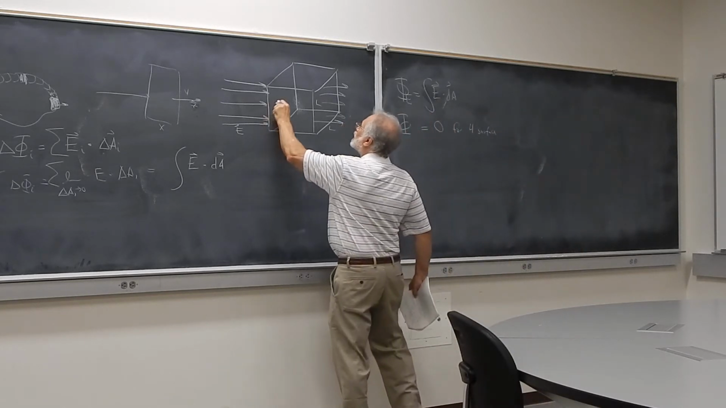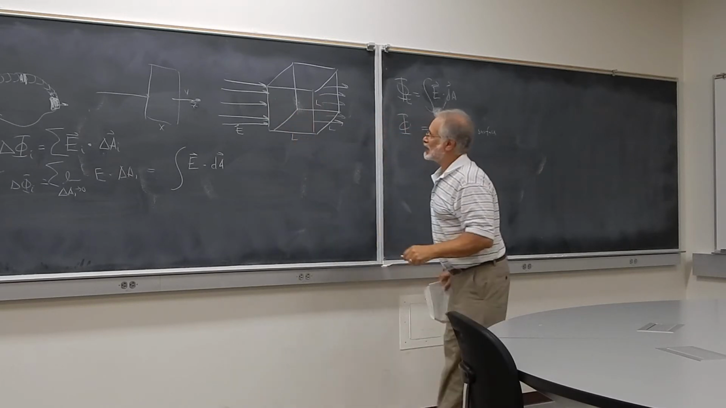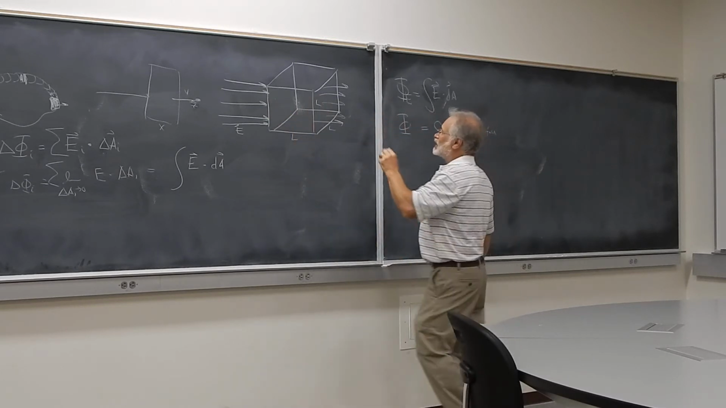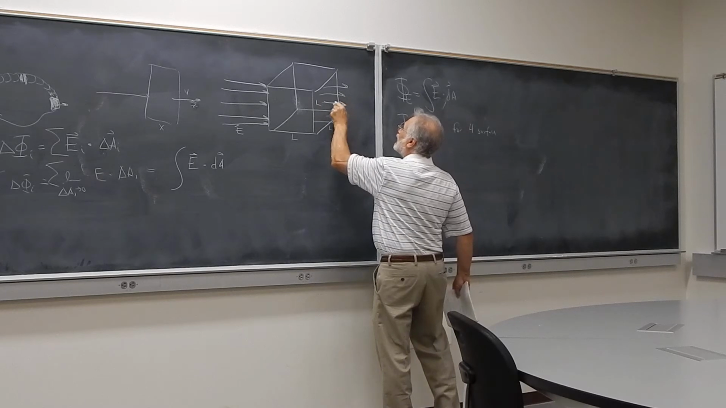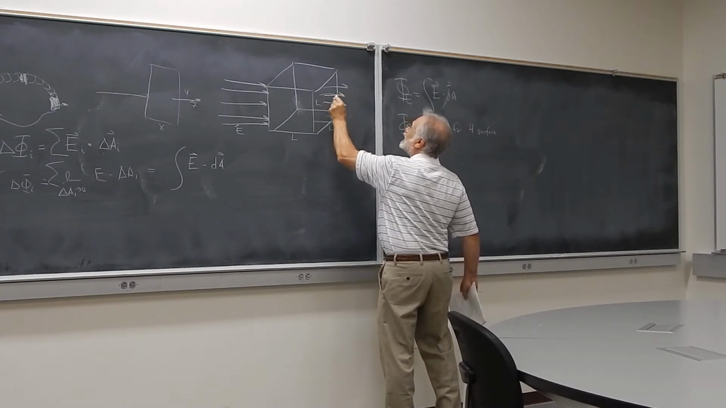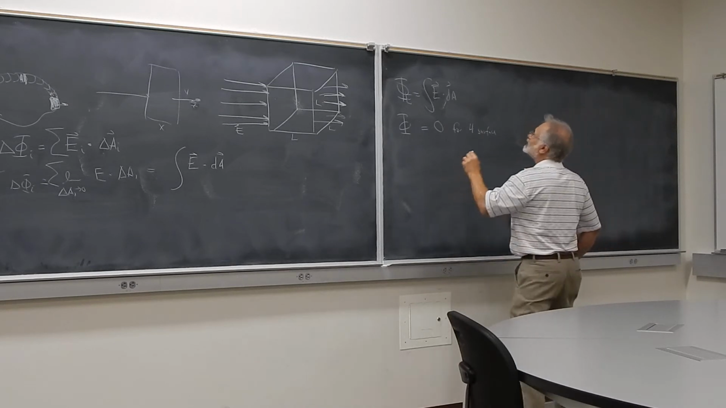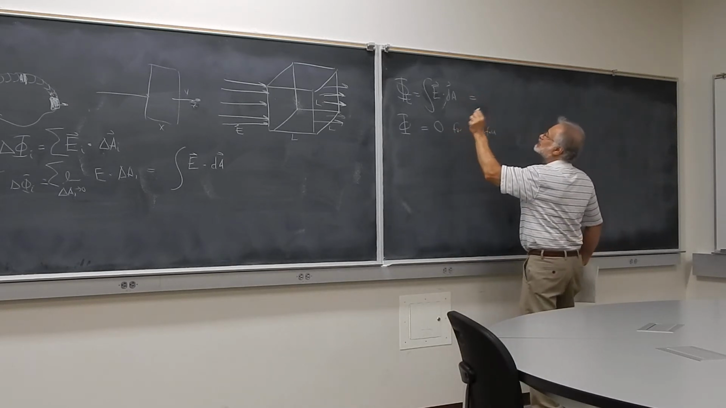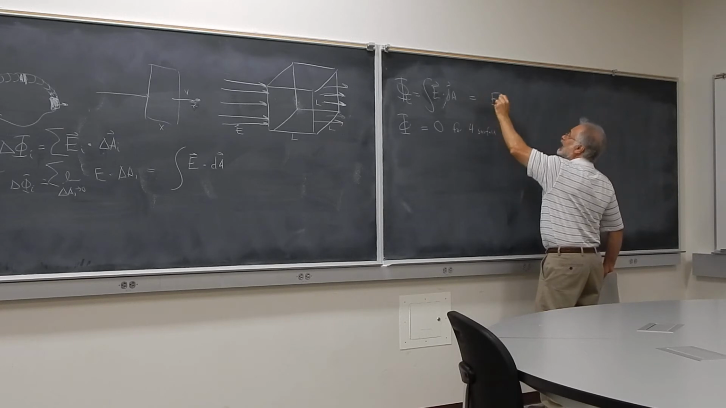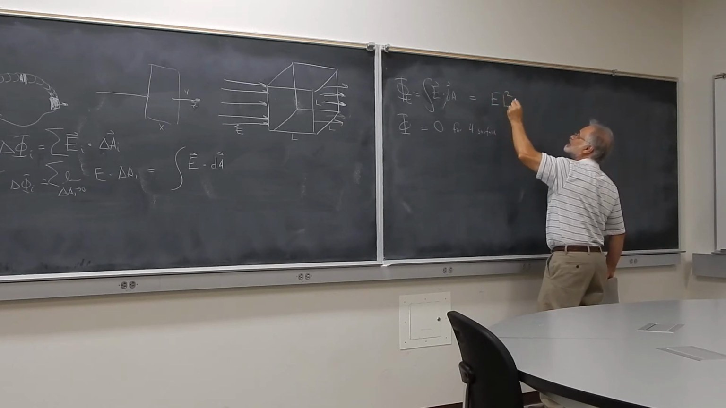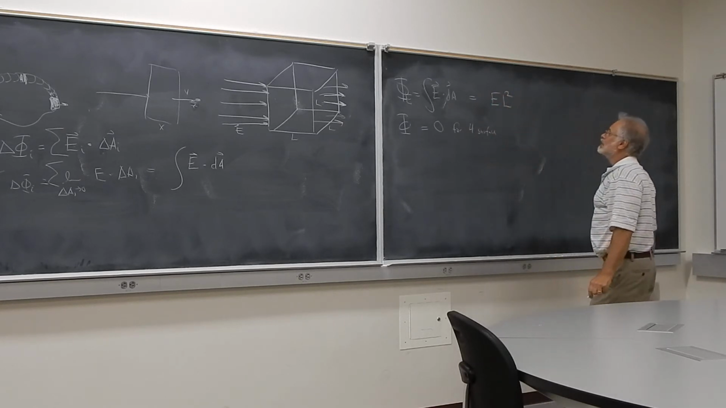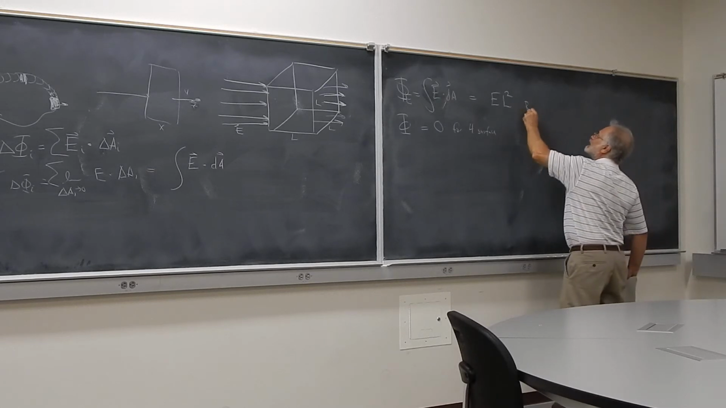For the 2 faces that are perpendicular, however, let's look at the far face. The area vector is pointing in the same direction that the electric field is pointing, so E dot dA becomes equal to E times the area, which is L squared. So this is for the right face.